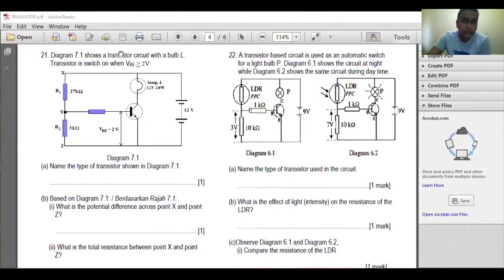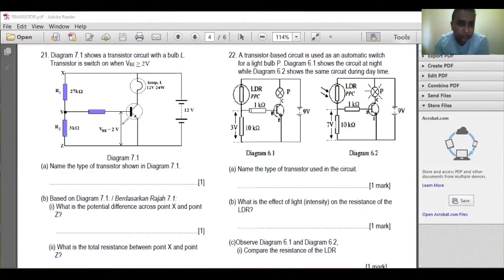So the transistor is switched on when the base voltage, VBE, is the base voltage. So the base voltage must be at least greater than 2 volt.